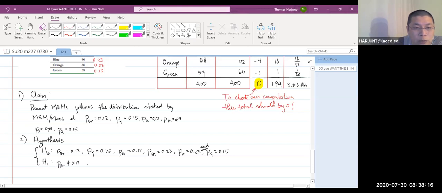At least one of them is not true. Actually, if one of them is not true, you must have at least one other not true. Yeah, because if one proportion increases or decreases, then there must be other proportions increasing or decreasing also.